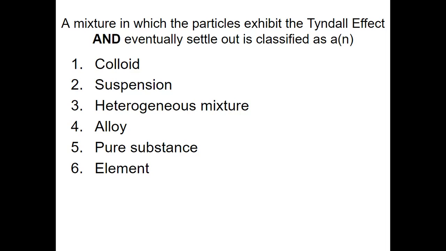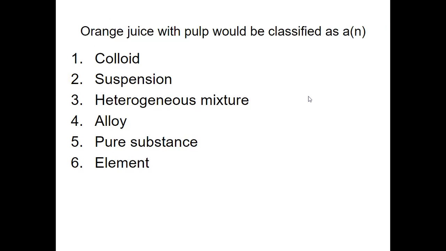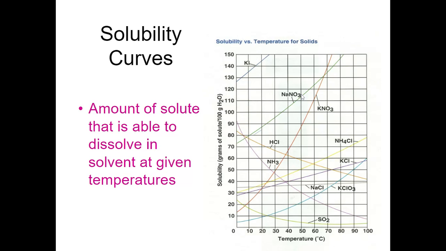A mixture in which the particles exhibit the Tyndall effect and eventually can settle out, so separate, is classified as a suspension, because they are settling out. If it was a colloid, they would not settle out. Orange juice with pulp will be classified as a heterogeneous mixture.